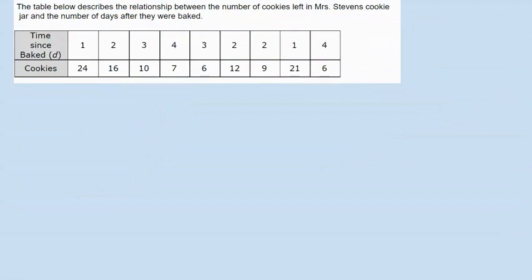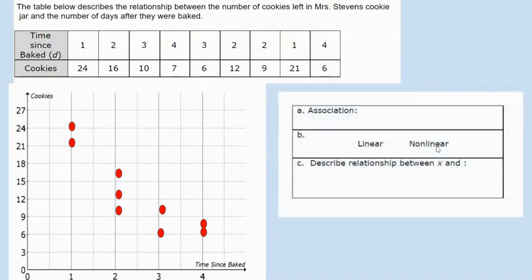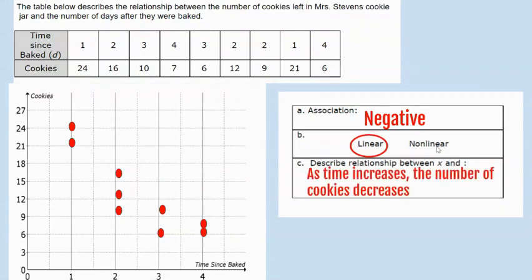The table below describes the relationship between the number of cookies left in Mrs. Stevens' cookie jar and the number of days after they were baked. Okay, so this we know is going to be a strong negative correlation. So we know it's negative, it's linear. As time increases, the number of cookies decreases. Right? Which makes sense. The more you leave cookies out, the more likely they're going to be eaten.